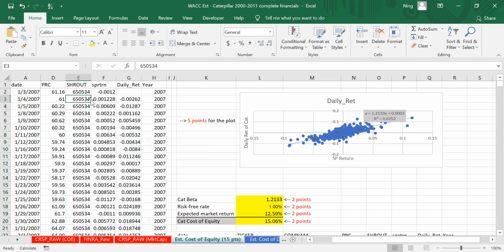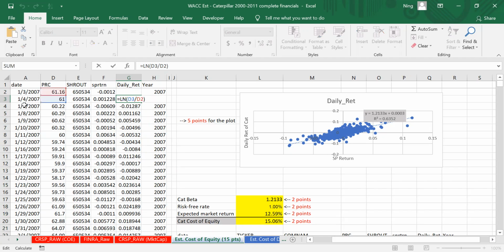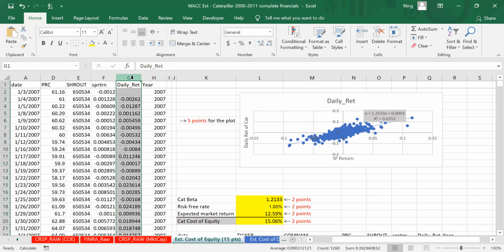So once we copied over the downloaded data, the next task is to use the daily price to compute the daily return for Caterpillar. Since the trading frequency is on a daily basis, I simply use the log return to compute the daily return. And once you computed the daily return for Caterpillar, now you can use a combination of S&P return and this computed daily return for Caterpillar to estimate the beta from the market model. There are two different ways to estimate beta in the market model.